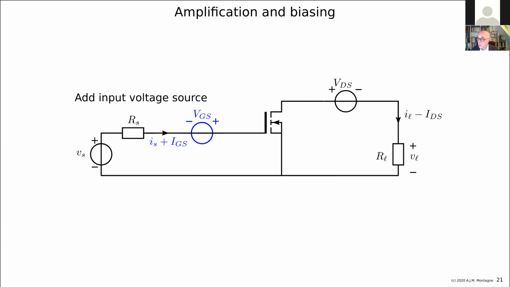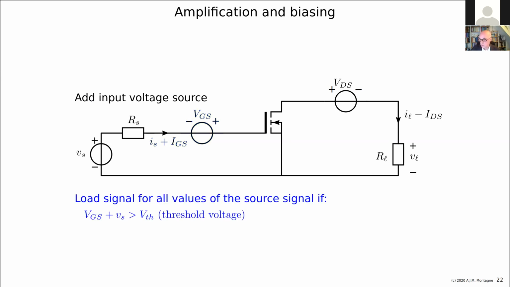And this model is also valid for vacuum tubes, for junction FETs, for bipolar transistors, for everything that they will probably invent in the future with three wires and that has amplifying capabilities. That makes it so nice to use this concept. So we have a load signal for all values of the source signal if, of course, VDS and the source are also large enough.